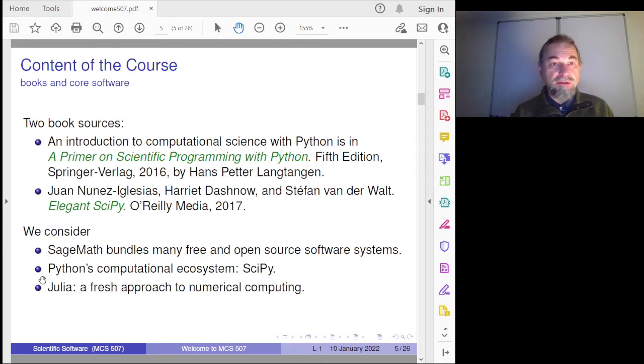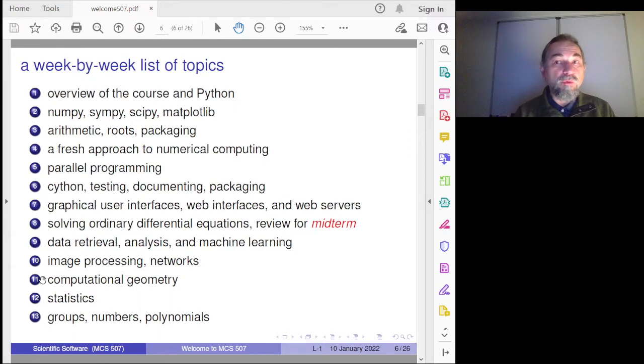All right, so we have the purpose of studying software as a topic of research. We have the content or the background: Sage, Scientific Python, and Julia, and their ecosystems. Now, what is in the course? Here is an overview, week by week. Weeks 13 and 14 are lumped together.